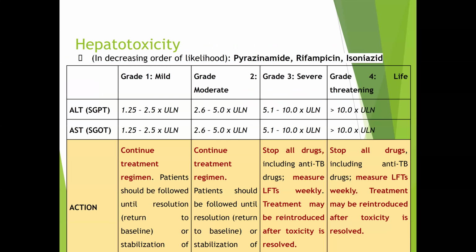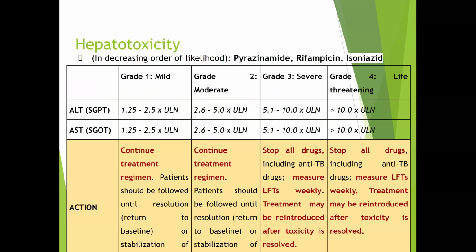Here we are able to discuss the adverse drug reactions, the few that we encounter. We have the hepatotoxicity. The most likely drug to cause hepatotoxicity is pyrazinamide, followed by rifampicin and isoniazid. So the most hepatotoxic drug is the pyrazinamide.